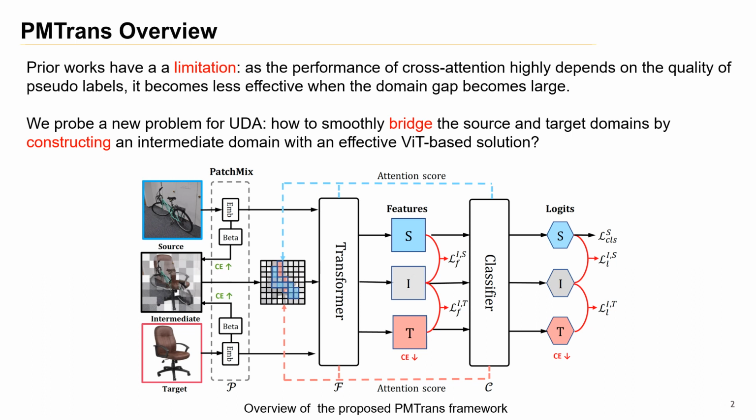Therefore, we propose a new problem for UDA: how to smoothly bridge the source and target domains by constructing an intermediate domain with an effective ViT-based solution. The intuition behind this is that, compared to directly aligning domains, decreasing the domain gap between the intermediate and the source or target domain can facilitate the domain alignment.